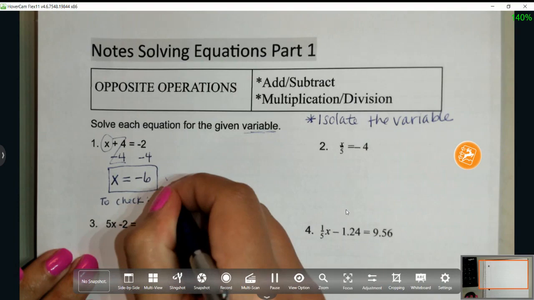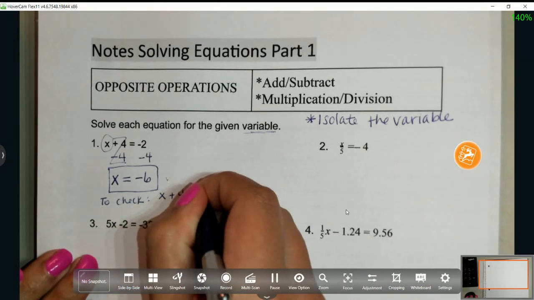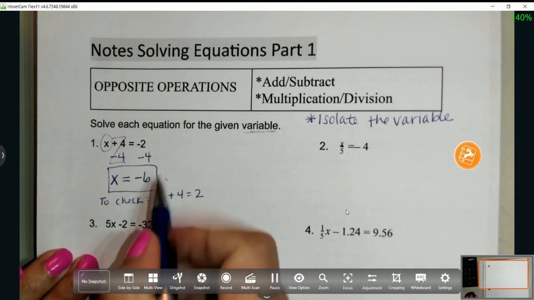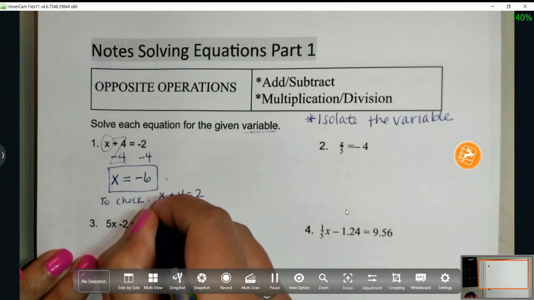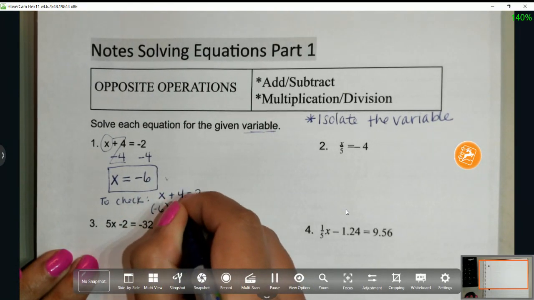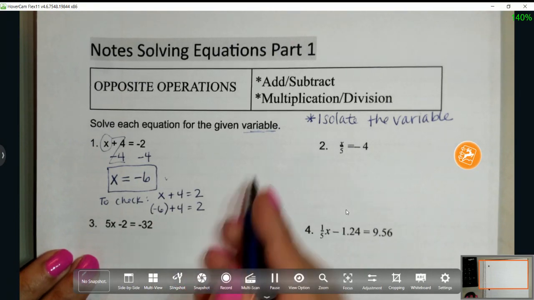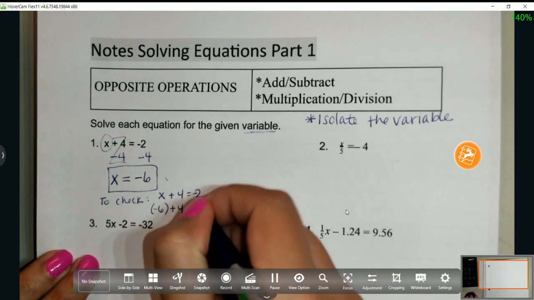So if we have x plus 4 equals 2, and I want to see, hey, did I do this one right? I can replace x with that answer that I just got. So I solved it, and I think that the answer is negative 6. So if I now check negative 6 plus 4 in the calculator, oh, I made a silly mistake here.